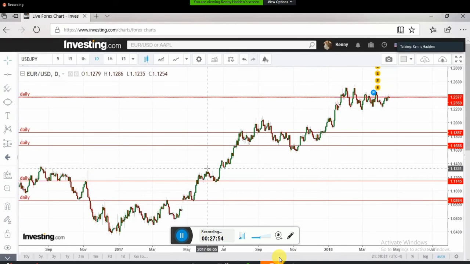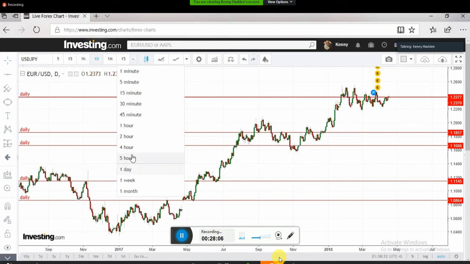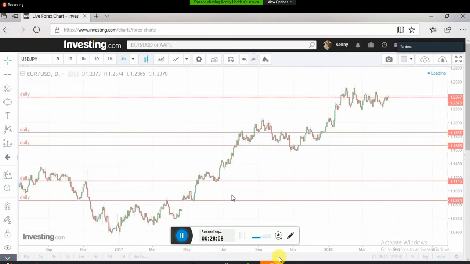So right there, that's how I do my daily. And it just becomes so clear. It even actually helps out. So once I get done with the daily, I go down here to the 4-hour chart.